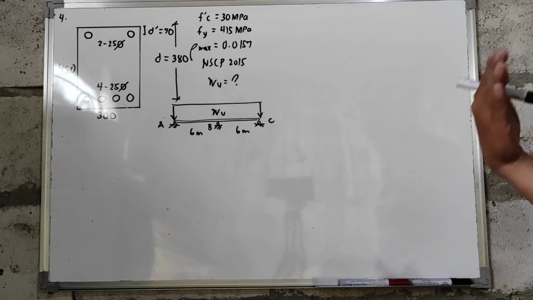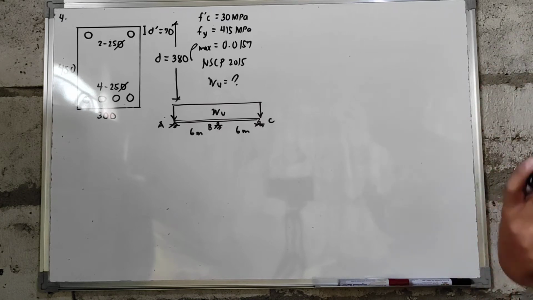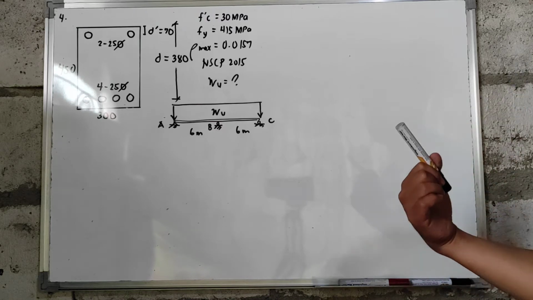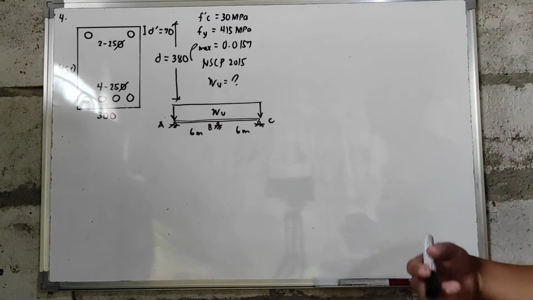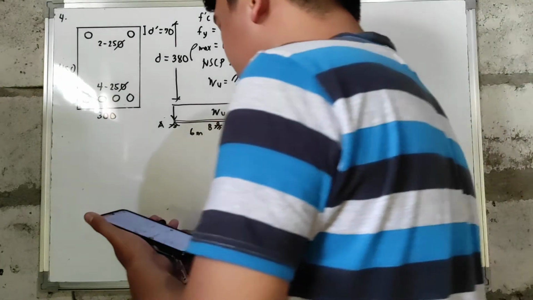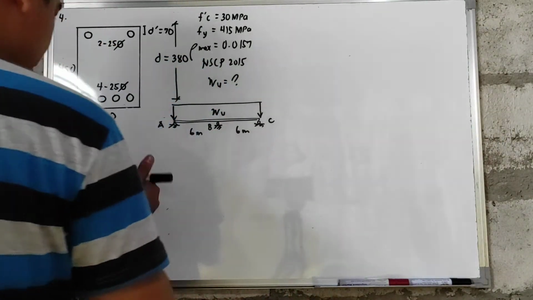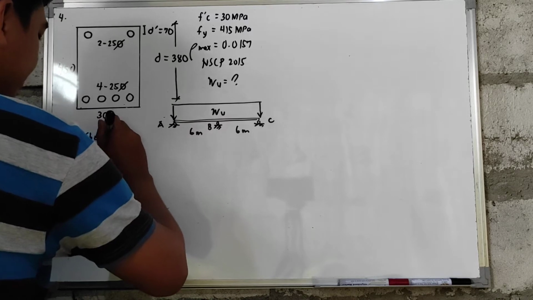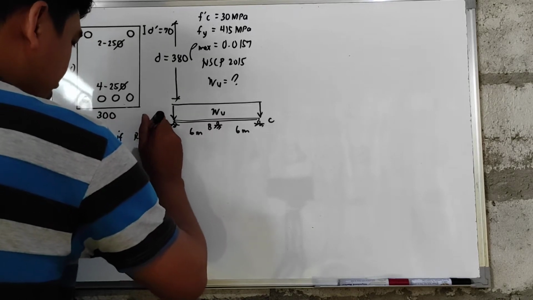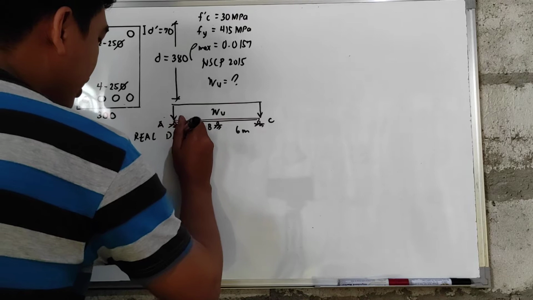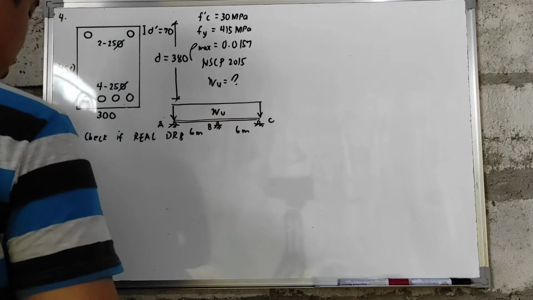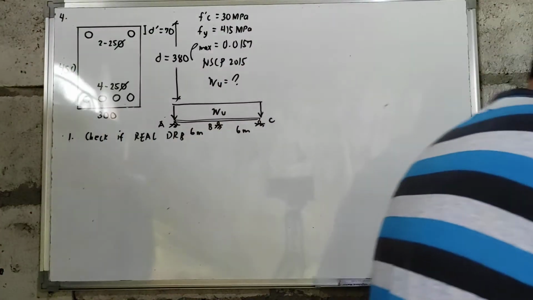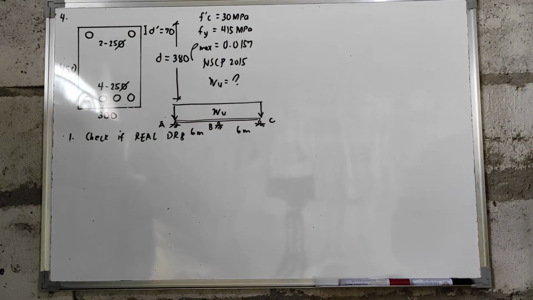So, paano natin malalaman yung value ng MU natin? So, by means of finding yung design strength niya using mga formulas natin sa DRB. So, bago tayo mag-proceed sa pagkuha ng maximum na yun, let us check muna if real DRB yan. Sir, paano po natin i-check kung DRB ba yan or hindi? So, hanapin muna natin yung rho actual natin and we're going to compare that to the value ng rho max natin.